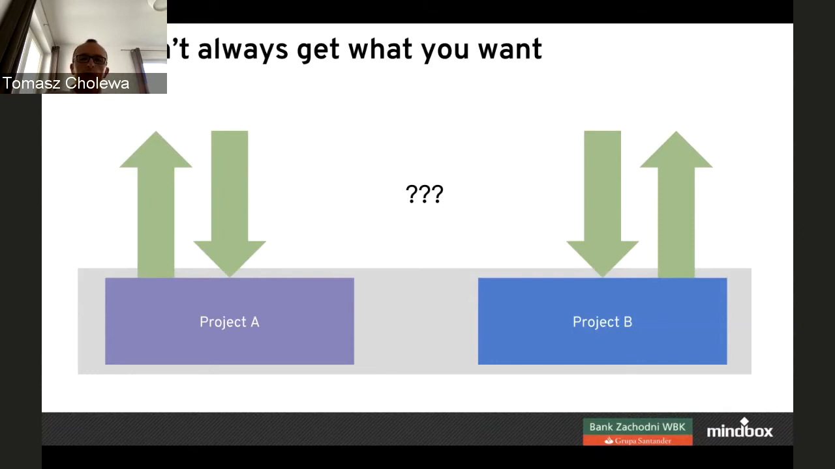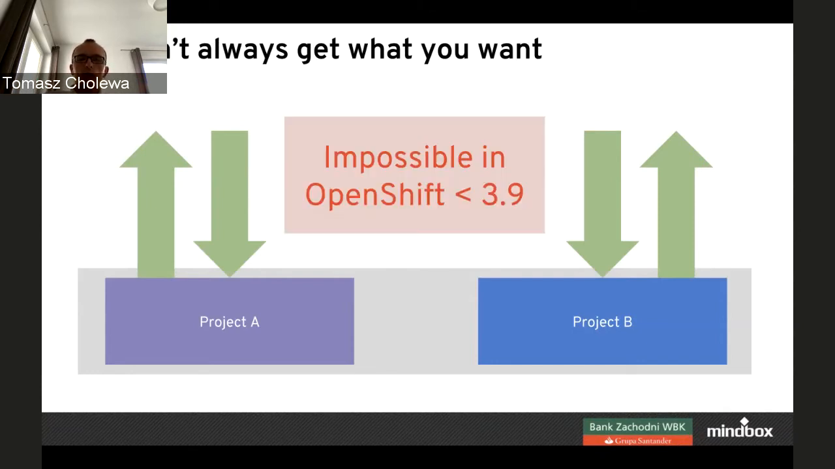Obviously, you should. But as David mentioned, in OpenShift versions lower than 3.9, it wasn't possible, and that was really a sad piece of information. We couldn't provide such a solution on OpenShift 3.6 using, for example, egress network policy or network policy, because they couldn't work together.